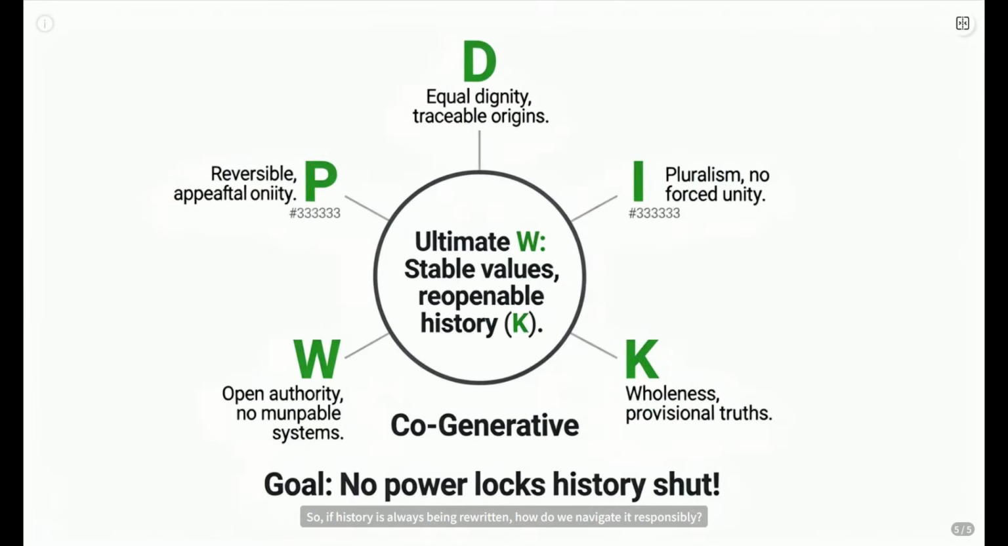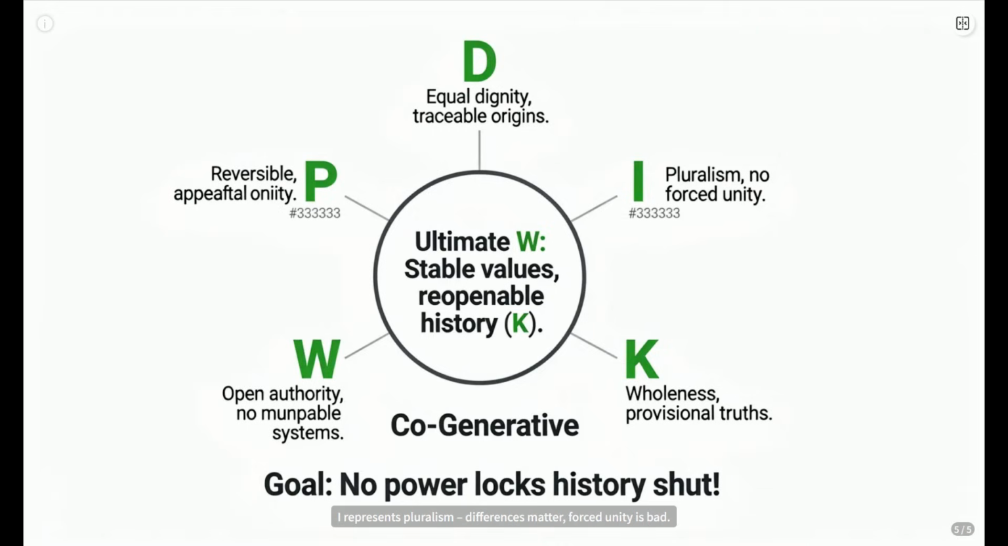So if history is always being rewritten, how do we navigate it responsibly? The answer lies in co-generative fulfillment. This isn't about finding a single unchangeable truth, but establishing principles that keep history open to revision while upholding core values. Imagine a system where D stands for equal dignity. No one gets permanently instrumentalized.